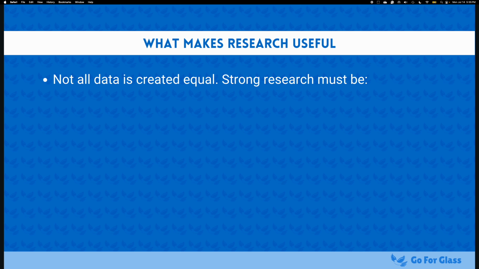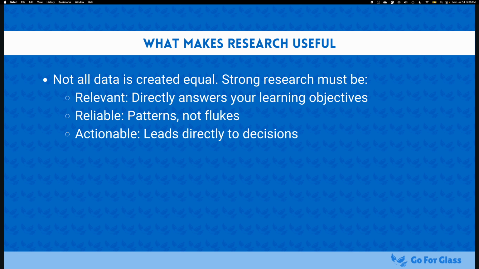You're going to need useful evidence, which actually tells you something you don't already know. In research, in academia, we call this best evidence. But what does that mean in practice? It means that your research is relevant, actionable, and reliable. In short, it should always tie back to the questions you're trying to answer.